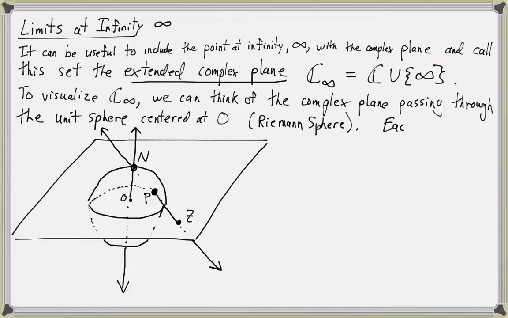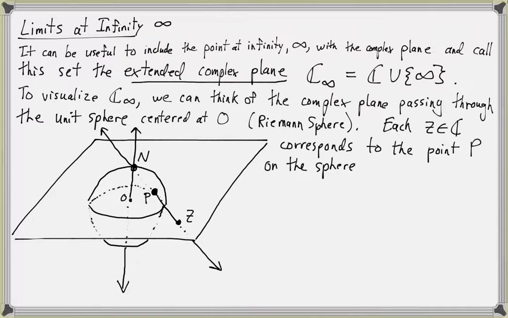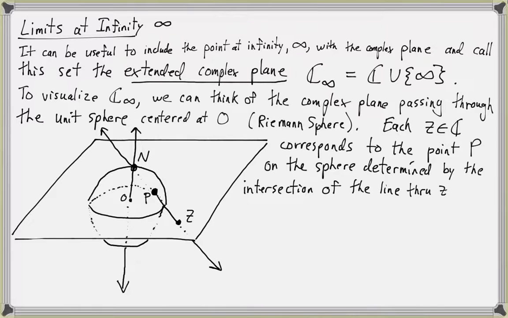So each Z in the complex plane corresponds to the point P on the sphere, determined by the intersection of the line through Z and the north pole N.